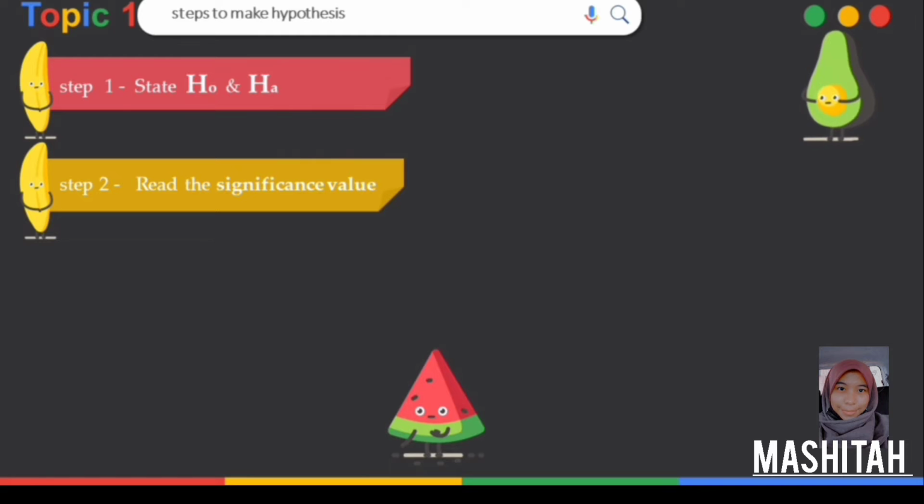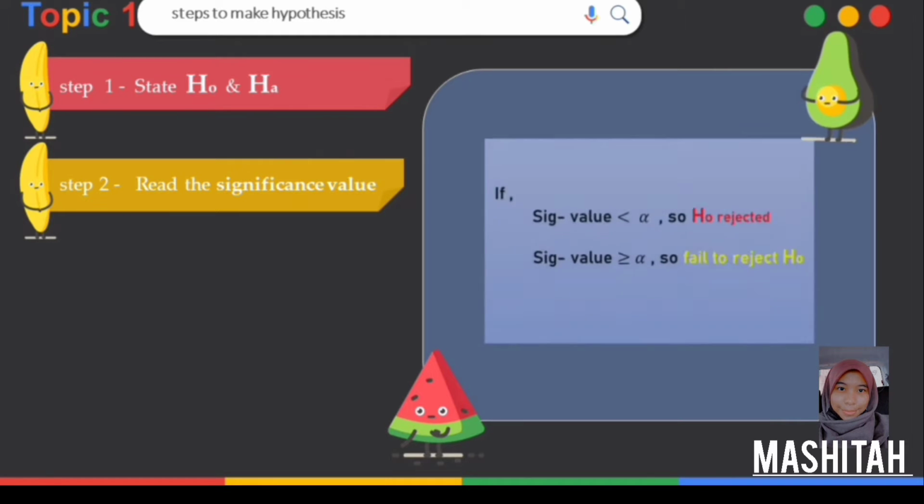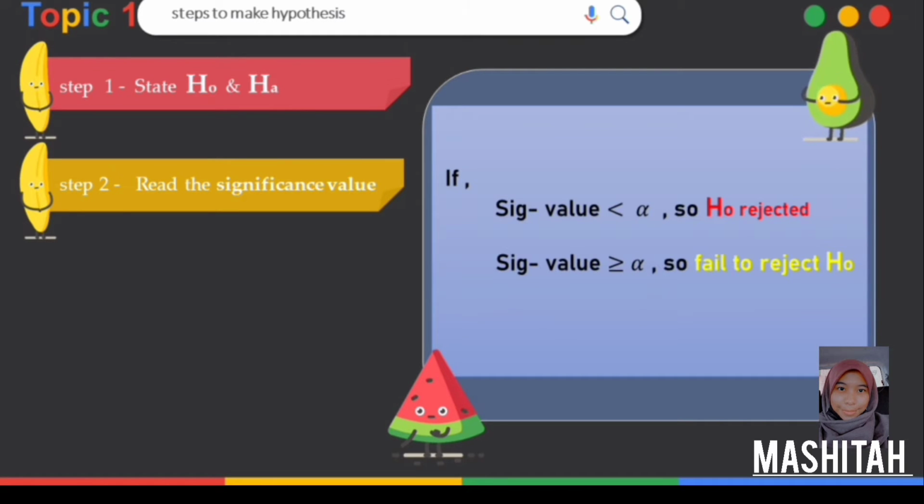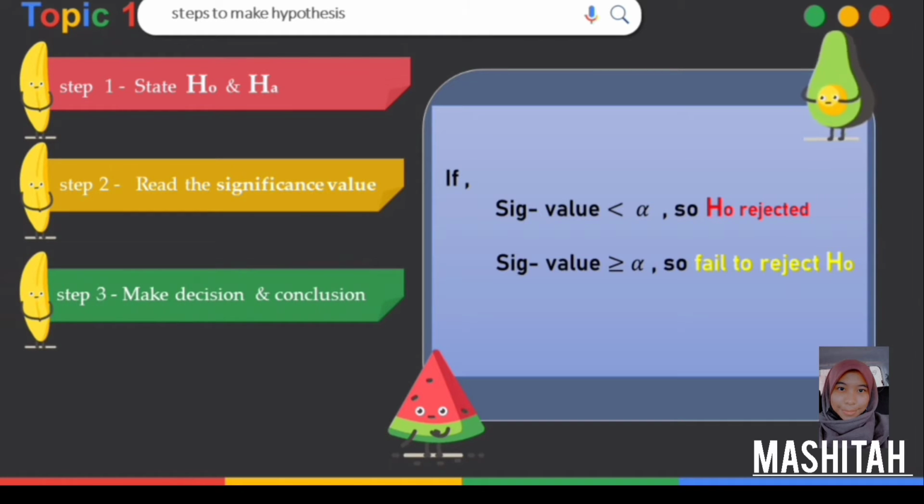The second step is to read the significance value. If the significance value is smaller than alpha, the null hypothesis is rejected. But if the significance value is larger than or the same as alpha, we fail to reject the null hypothesis. Step 3 is to make a decision and conclusion.